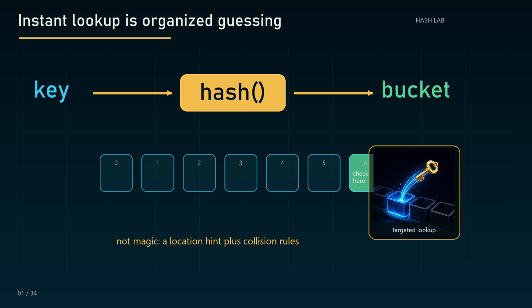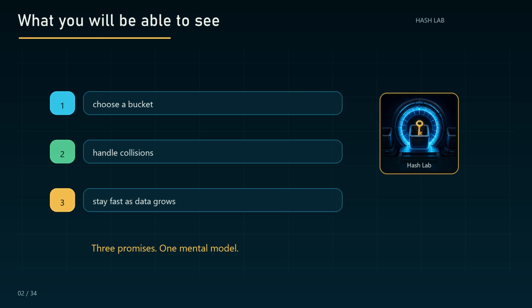A hash table feels like a magic trick. Give it a name, an ID, or a word, and it jumps almost straight to the answer. But the trick is not magic. It is organized guessing. The table uses the key to guess a small neighborhood first, then manages the mess when guesses collide. In this video, focus on 3 promises.